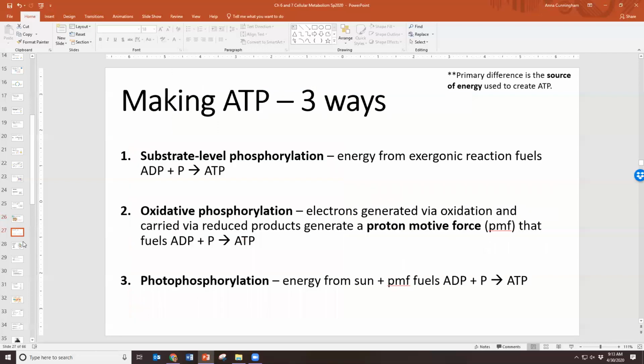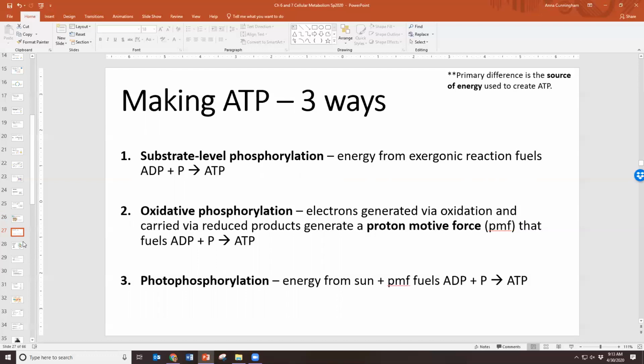All right. So this is just a slide to summarize these three pathways of making ATP. And again, there are some differences mechanistically, but the big difference is where the energy is coming from. So with substrate level phosphorylation, an energy from an exergonic reaction is enough. So we release electrons from a bond, and those electrons immediately go into the phosphorylation of ADP. We also have oxidative phosphorylation, and this is where we have an oxidative reaction.